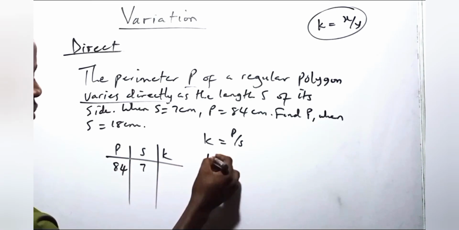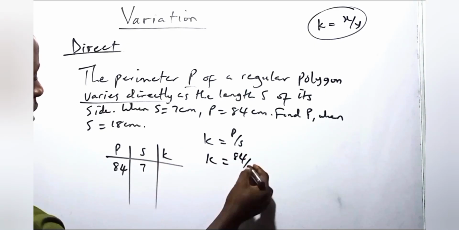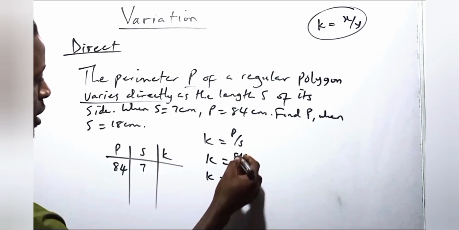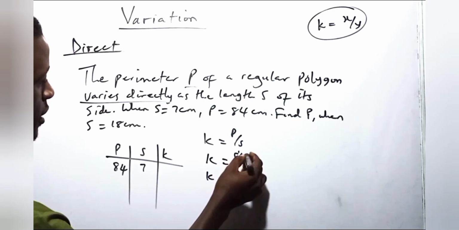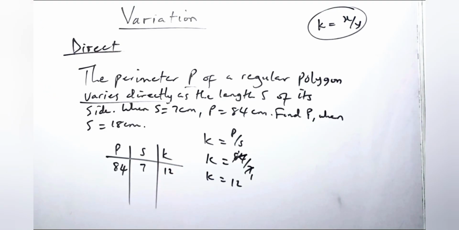So now the first thing we need to find is K. K is equal to 84 over 7. So what does that give us? 7 in 8 is 1. Remainder 1. 7 in 14 is going to give us 2. Therefore, K is equal to 12 here.